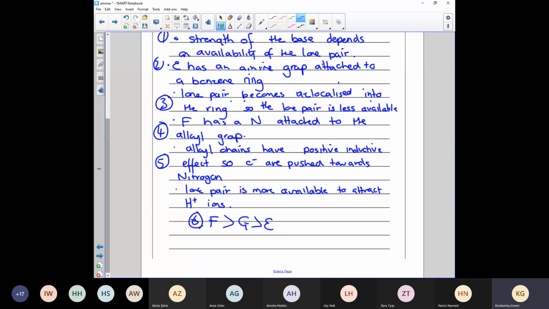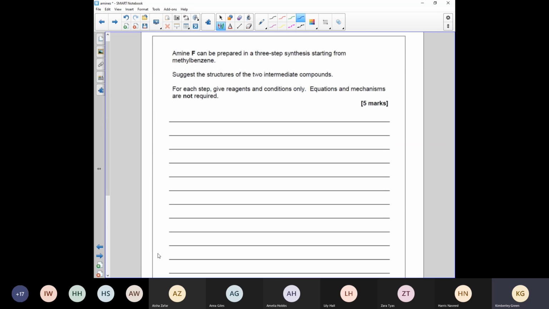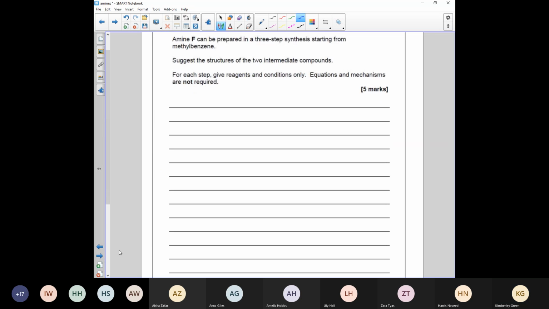Yeah, as long as you were quite positive that strength of base depends on the availability of the lone pair, and then talking about delocalizing to the ring, less available for the hydrogen ion, or having an alkyl group, you've got this more availability. Okay, so I think that threw people that year that it came out, because of that G. People were trying to talk about it, but no, you didn't really have to speak about it.